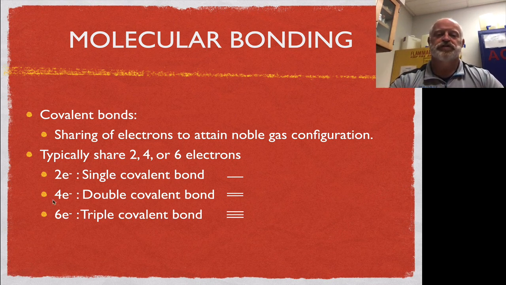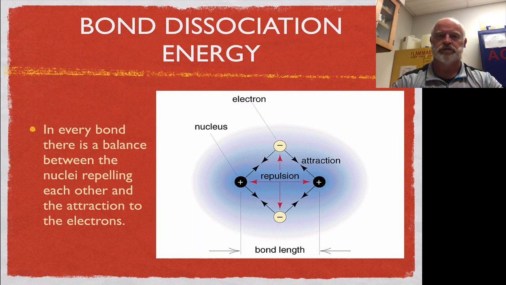Now, if you're sharing 4 electrons, we double that. It's called a double covalent bond, okay? And we symbolize that by a single bar or a double bar. If you share 6 electrons, which is the maximum amount of electrons that can be shared, we call that a triple covalent bond. And again, we show that by 3 bars. We distinguish this because the amount of sharing actually has repercussions on the energy and the stability of the molecule that's generated.